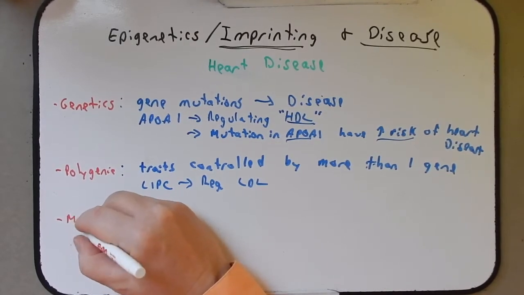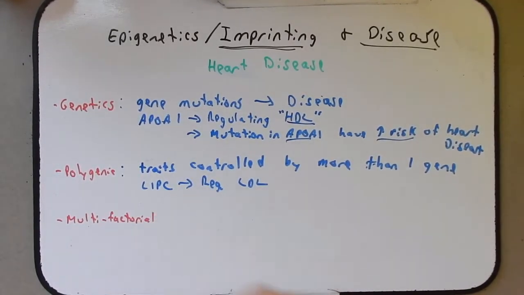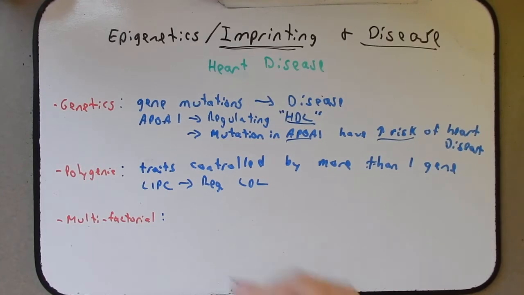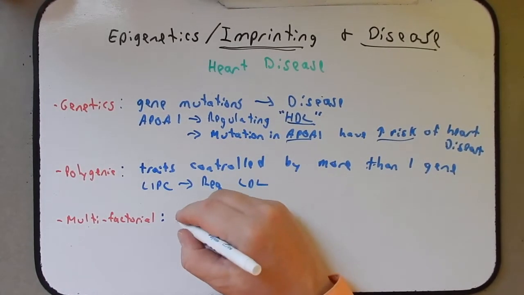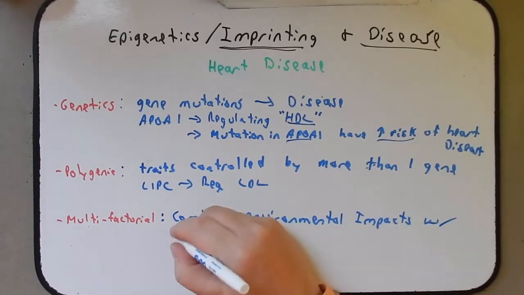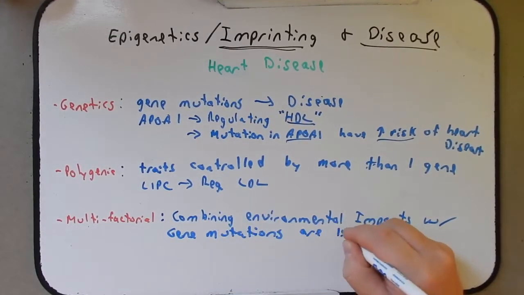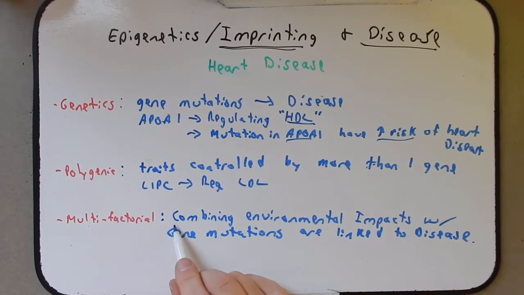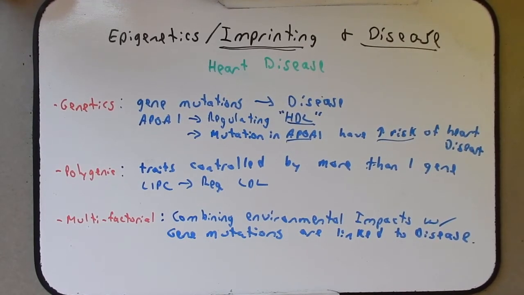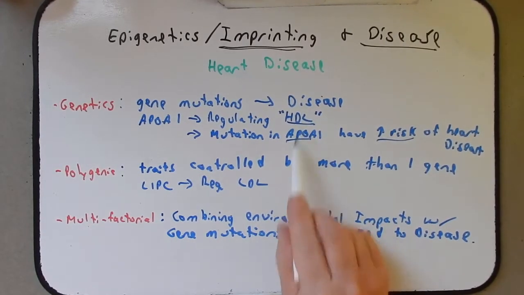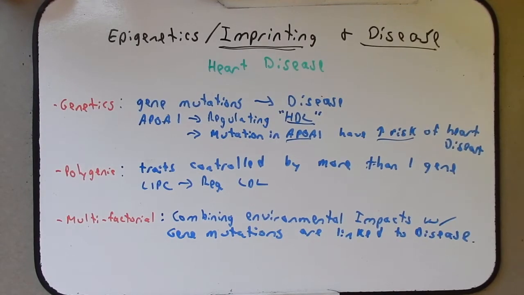Now, we all know that diseases like heart disease don't exist in a vacuum. And they don't just exist because of a gene mutation. They exist because of environmental impacts. And at this point, I'm not talking about epigenetics. I'm just talking about combining environmental impacts with gene mutations being linked to disease, most diseases. And heart disease is a great example of it, because we know that sedentary lifestyles and eating a high-fatty diet can contribute to heart disease. In fact, it can contribute to heart disease even when you don't have mutations in these genes. But certain kinds of lifestyles combined with these mutations really increases your level of heart disease.